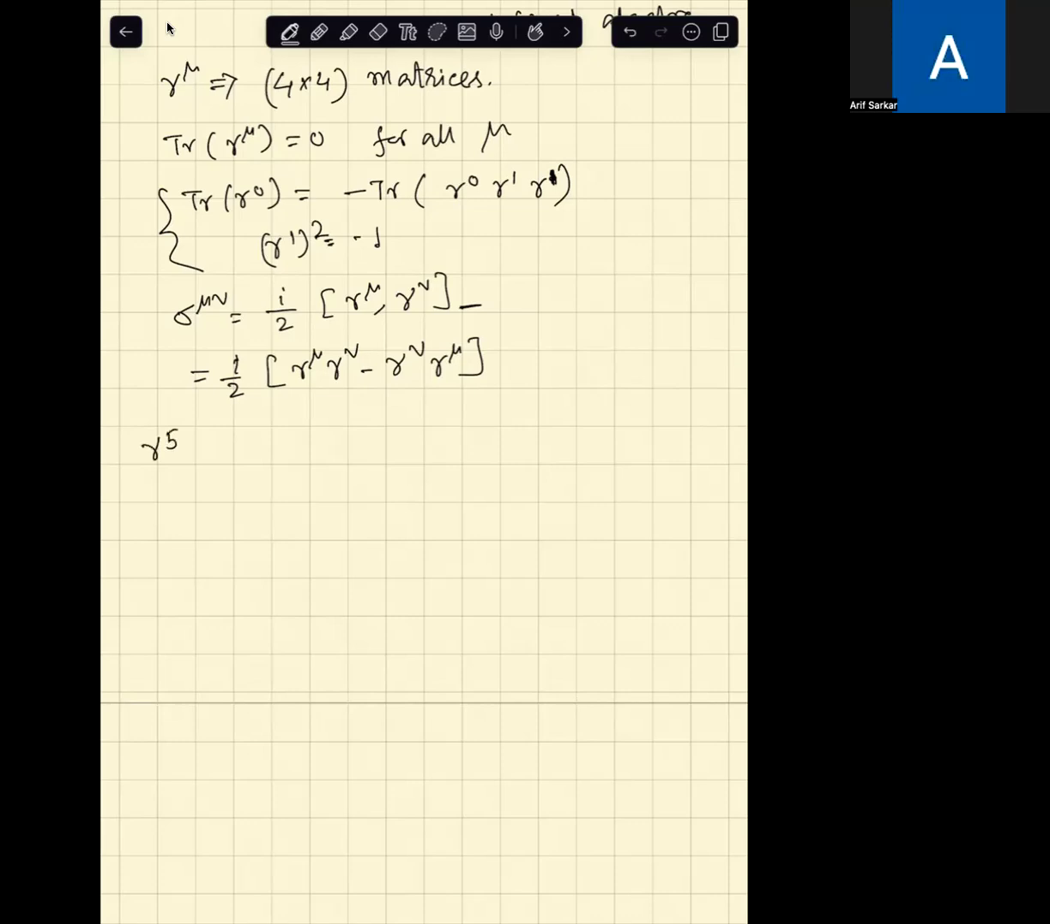Why is the trace of gamma mu 0? Can you please explain? Okay, so you should be able to prove that from the previous relation that we have seen. So that is not an assumption, that's an artifact of the algebra itself.